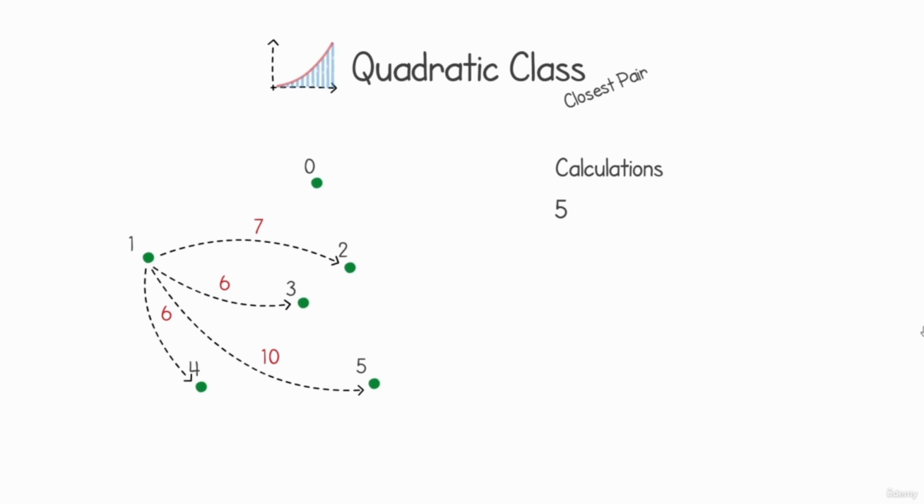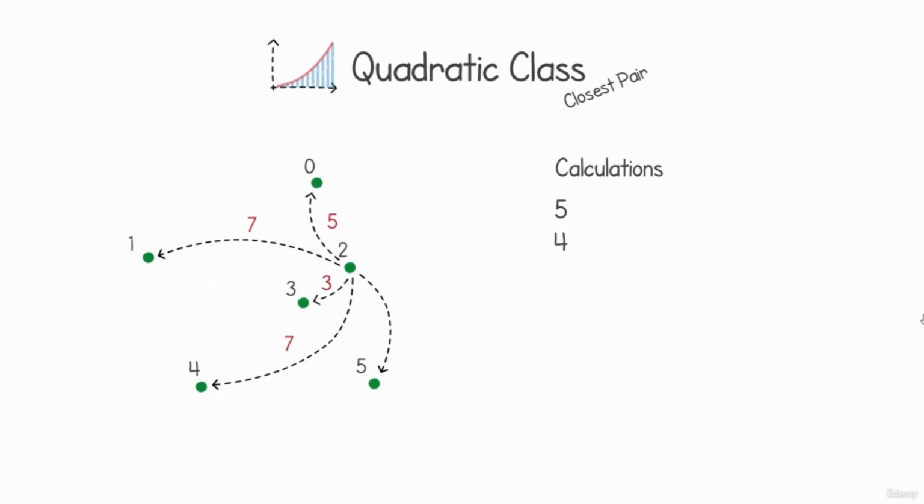If we adopt the rule that we only calculate the distance to the IDs that are higher than the point that we are on, we do less calculations. So for example, at point 1, we do not calculate the distance to point 0. This would result in 4 distance calculations. When we move to point 2, it is the same thing. We don't need to calculate the distance to point 0 or the distance to point 1 because we have already calculated these distances when we calculated the distance from 1 to 2 and from 0 to 2. So we don't need to calculate these 2 distances.